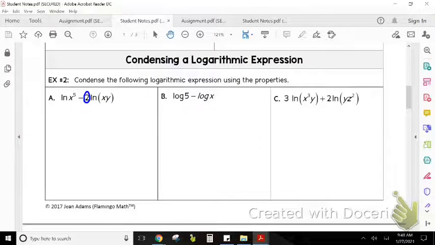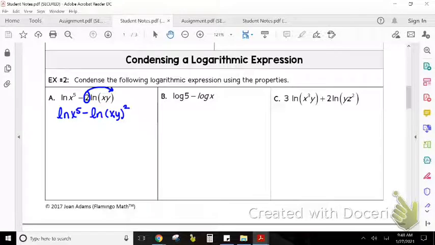Now I'm going to separate the 2 and the negative, because I'm going to move this, since it's a coefficient, I'll be able to move it as the exponent. If I take the negative with it, then I'm going to have a negative exponent. And we can do that, but y'all don't usually like negative exponents. So this is the natural log of x to the 5th minus the natural log of xy quantity squared.